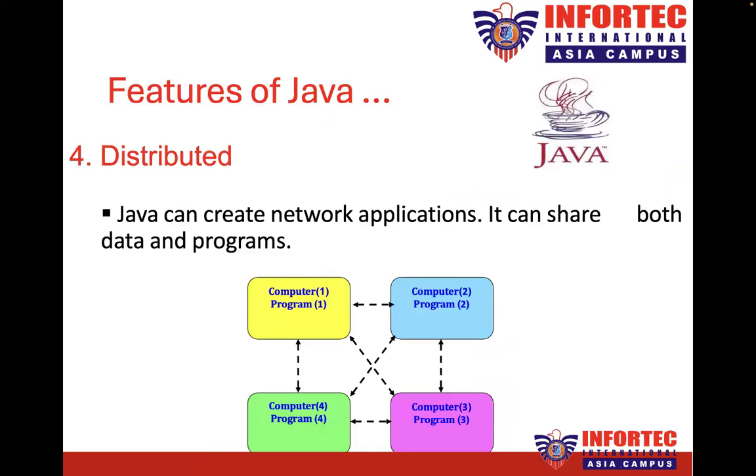And then we have the next feature, it is distributed. So you can do this computer programming with Java, and you can easily combine it with other languages, other platforms. You can distribute it very easily. So we call it the distributed feature.